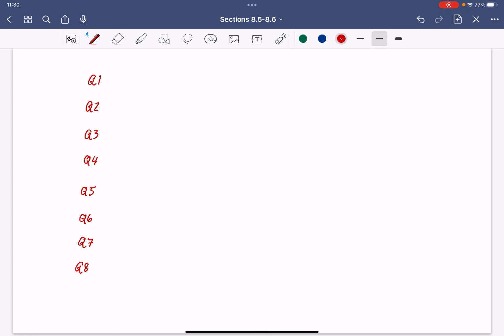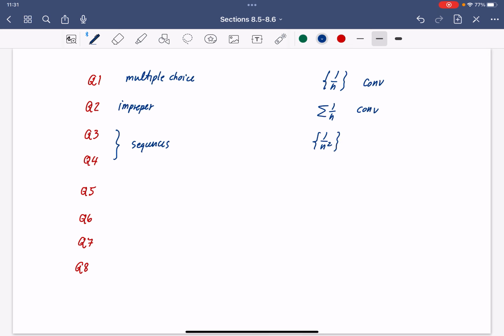Okay, let's review the 8 questions that you're going to see on Wednesday. Question 2, improper integral. Questions 3 and 4, sequence. Question 1 is multiple choice. It's going to be a quick check for you to see whether you understand the theory or not. A quick check, something like sum of 1 over n. Is this convergent or divergent? If I say sum 1 over n, and sum 1 over n squared, convergent or divergent?